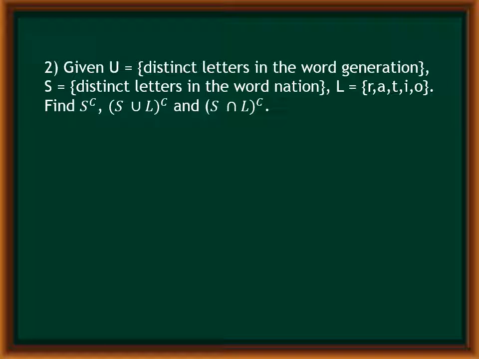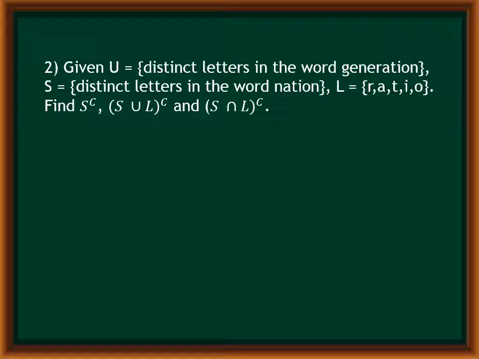Now, let's take another example. Given universal set which has distinct letters in the word generation, set S which has distinct letters in the word nation, and set L which has R, A, C, I, and O. So find S complement, the complement of the union of set S and L, and lastly, the complement of the intersection of set S and L.